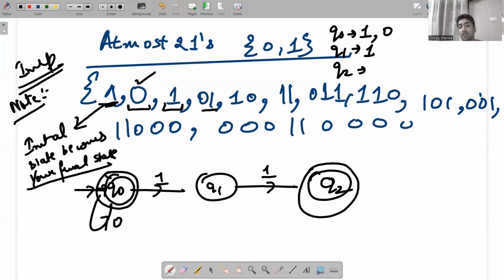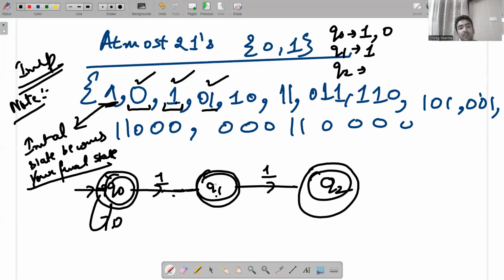Single 1 is also an answer, and when single 1 is given, it goes to Q1. So when single 1 is an answer, that also becomes the final state. This also becomes the final state. So this is also accepted. I want to accept 0 1. 1 0 from this side, 1 1 from this side. This answer is also accepted.